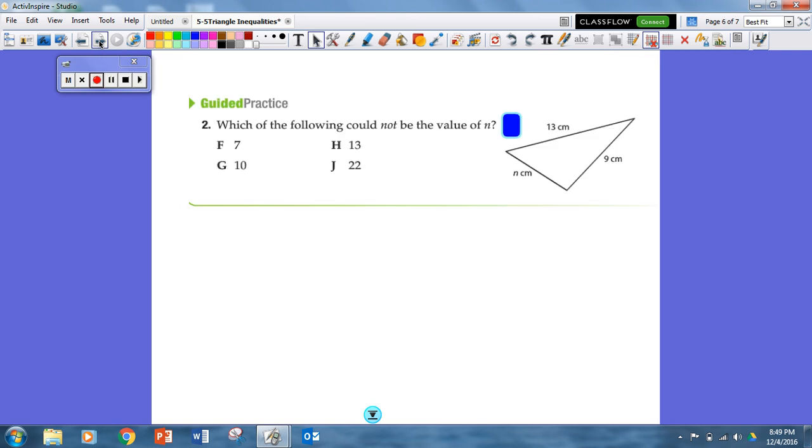Which of the following could not be the value of n? Figure it out. And the one that cannot be n is choice J, because 9 plus 13 is 22, and 9 plus 13 has to be more than the third side, so 22 is not more than 22.